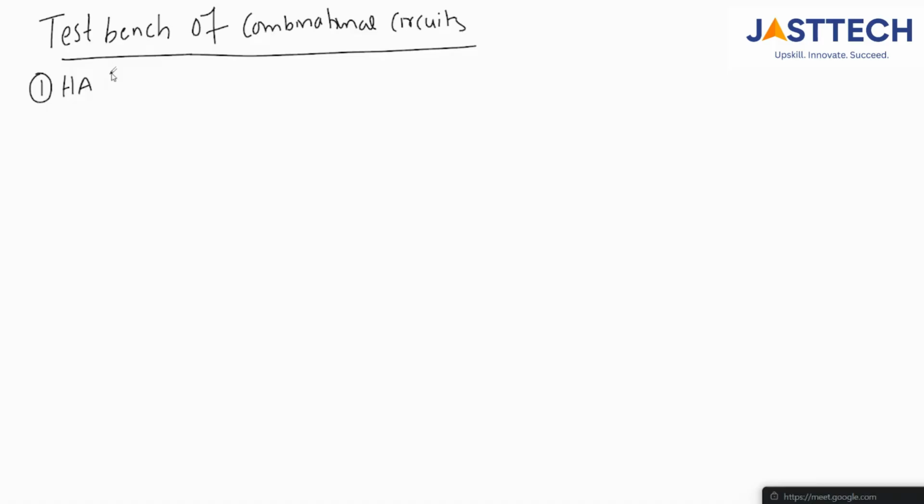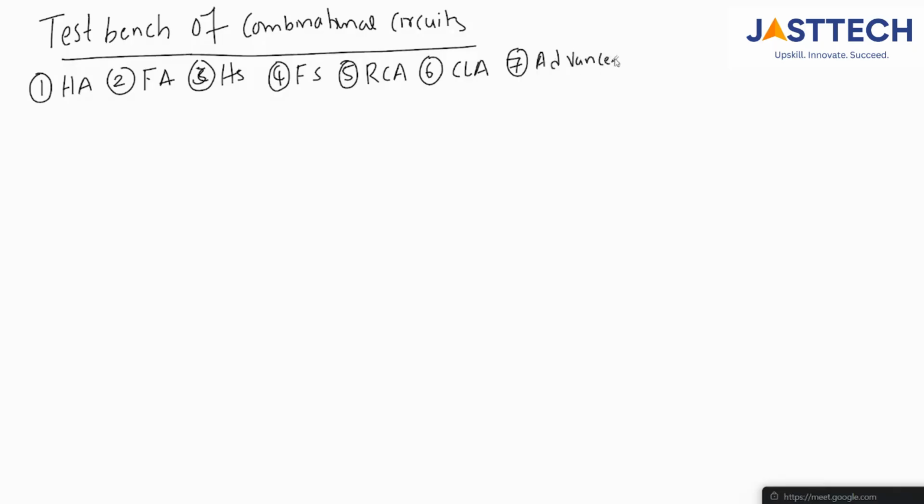Half adder, full adder. Next, half subtractor, full subtractor, and next ripple carry adder and carry look-ahead adder, and you have advanced adders. Carry save adder and all those things. Advanced adders, that will be included in the project.